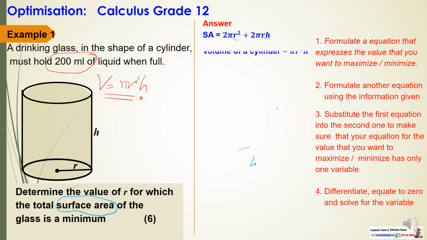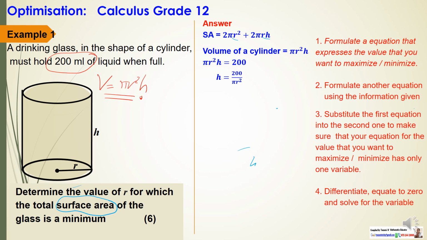Now, doing that means the volume of a cylinder is pi r squared h. So in place of the volume, which is given, it is 200. Therefore, we're going to equate pi r squared h to 200. Then from there, we make h the subject of the formula. Dividing both sides by pi r squared, h is equal to 200 over pi r squared.